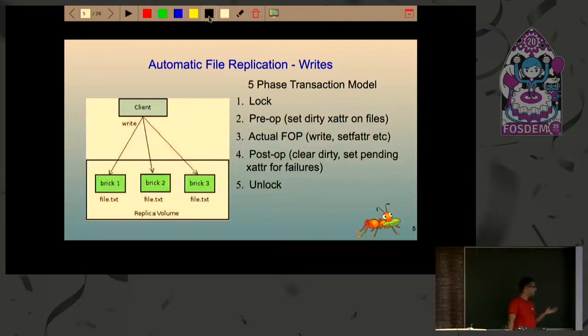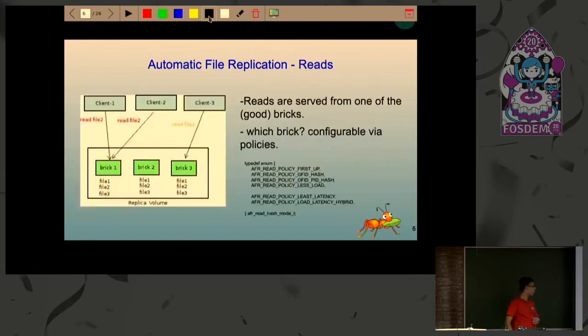And if the write transaction fails on some of the bricks, then the good bricks will actually mark another extended attribute on the bad bricks saying that there is something pending heal, so that when the brick comes back online, it can start healing. And then finally, we do the unlock.